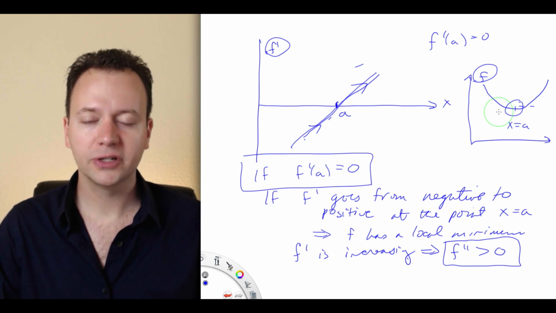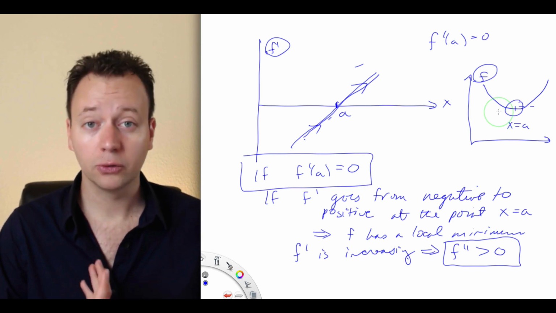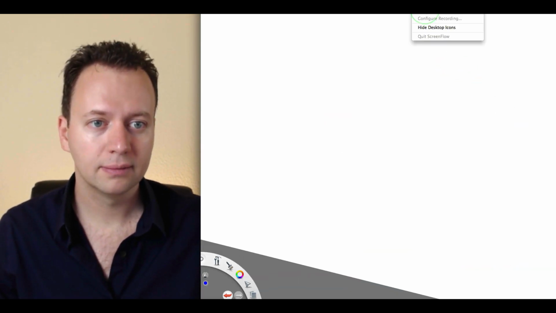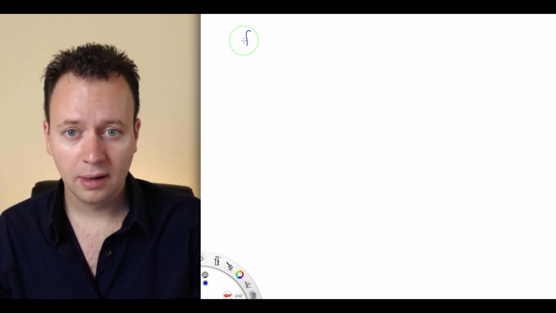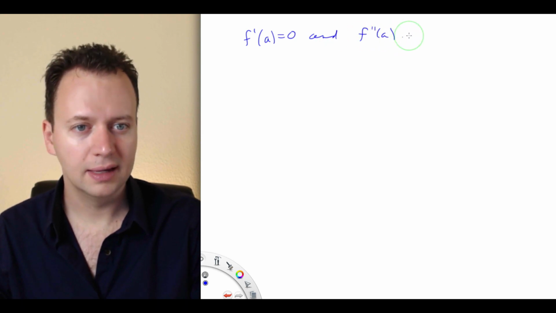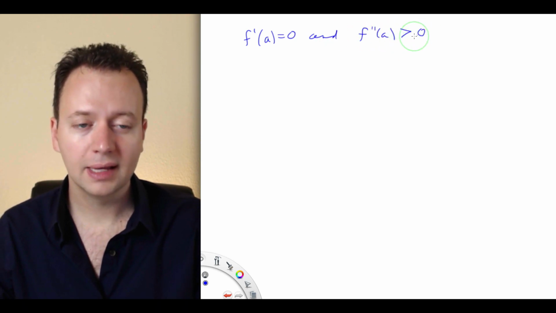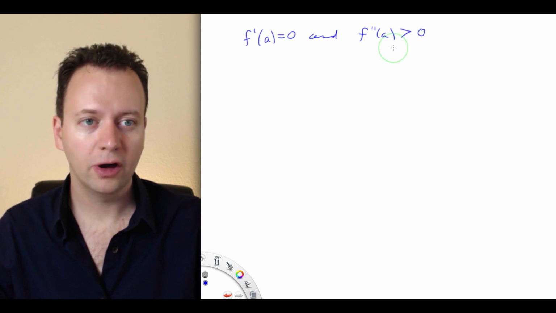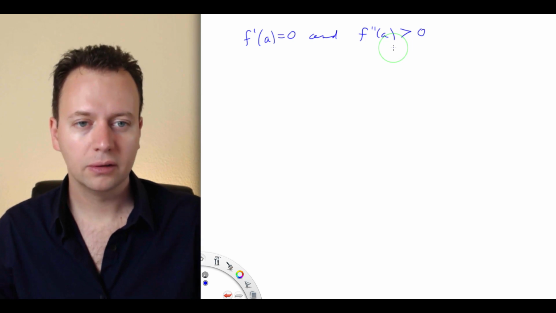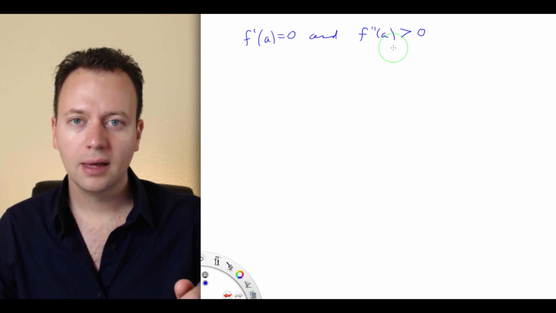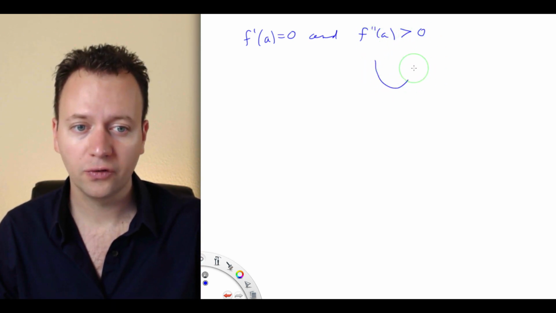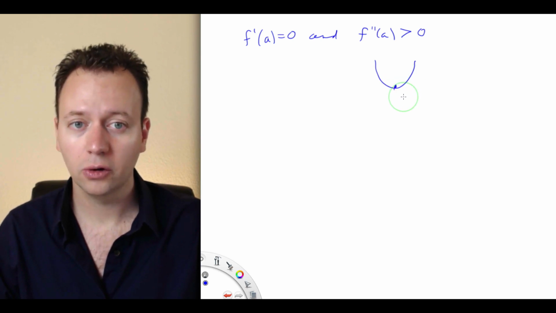And then the exact opposite story is true when the second derivative is negative. Suppose we have f prime of a equal to 0 and f double prime of a greater than 0. This indicates that the function is concave up. This is just another way of looking at it. The second derivative is positive, which means the original function f is concave up, which means the point has to be a local minimum.